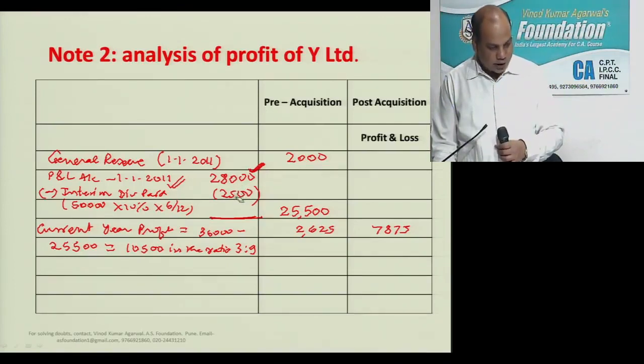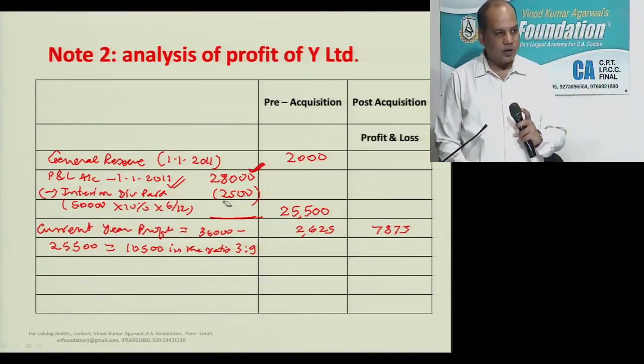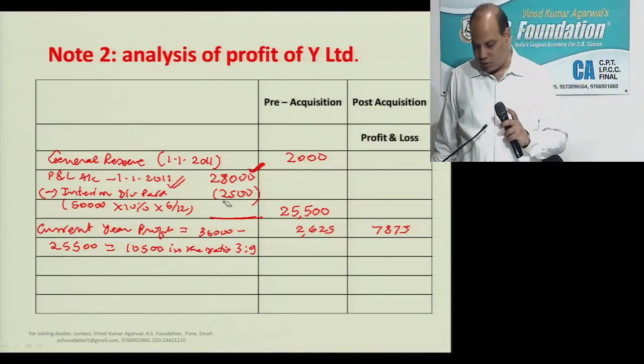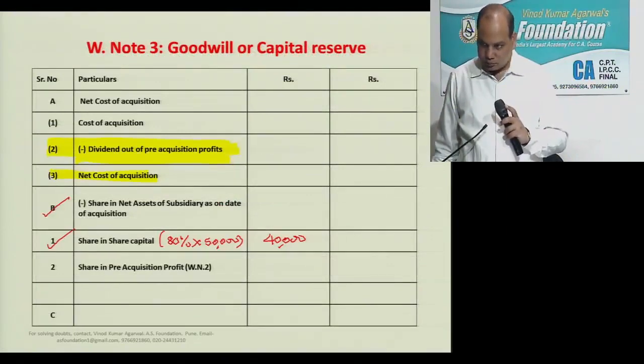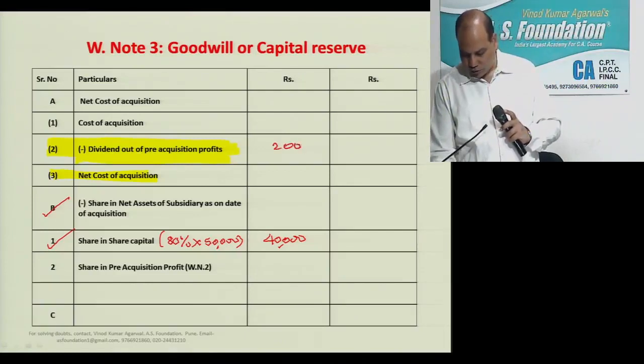And it is written in the second line of the question, P&L account of holding company includes dividend received from subsidiary company. So the right entry was bank to investment. Wrong entry, bank to P&L account. Rectification entry, P&L account debit to investment. So where is the investment account? Working note 3. This is investment, cost of acquisition. So this we will reduce by 2,000.